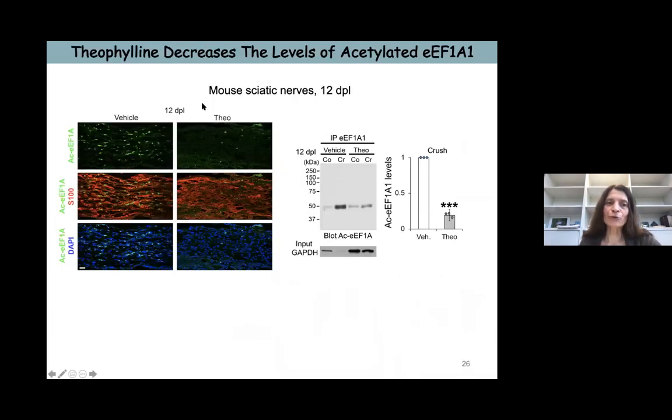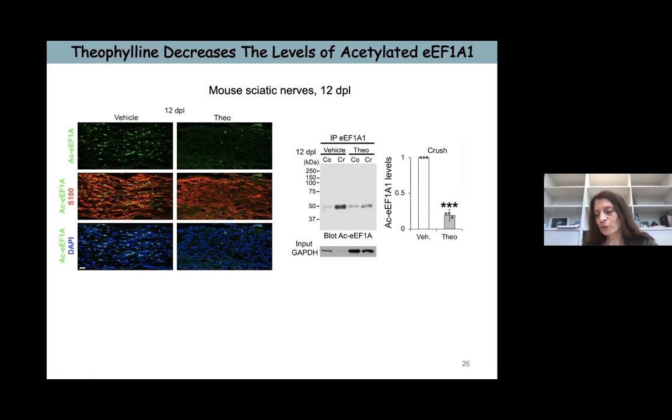We show that after 2 days of treatment, you can see the level of acetylated EF1A here in a vehicle-treated mouse. And in the theophylline-treated mice, you can see the levels are very, very low. We show that by immunofluorescence, but also by immunoprecipitation. You can see the crushed nerve here, the contralateral nerve of the theophylline-treated mouse, and that's the crushed and contralateral of the vehicle-treated mice. You see the levels are very low, and this is quantified here. So theophylline decreases the level of acetylated EF1A1.